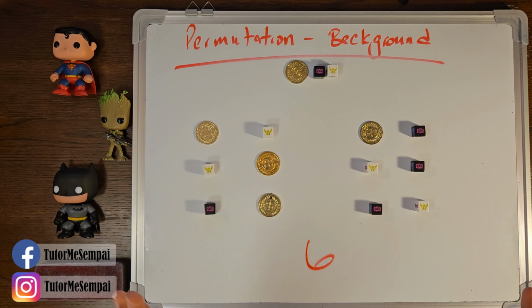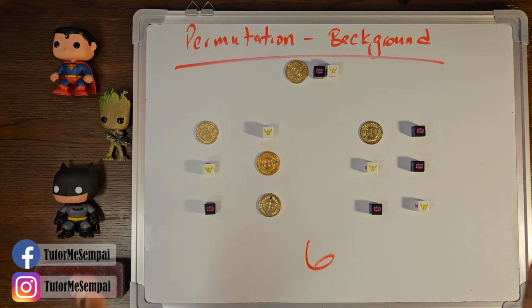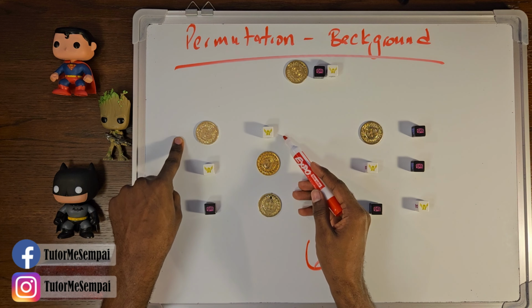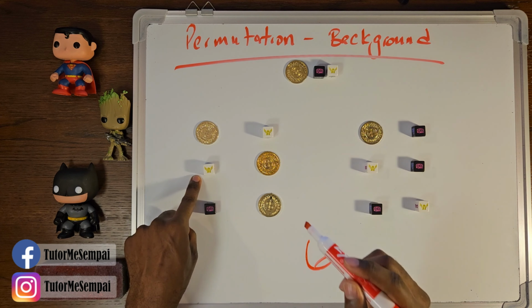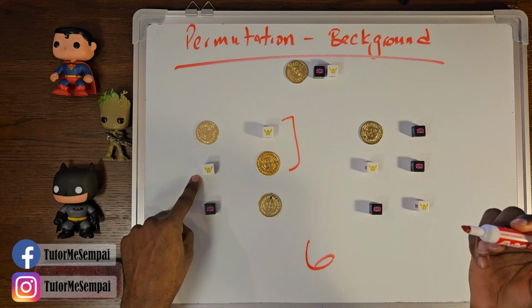But before we move on, there's one thing I really want you to take note of. Note that order matters here. You see, we have coin first, white die second. Here we have white die first, coin second. This is very important. These are 2 distinct orderings for permutations.